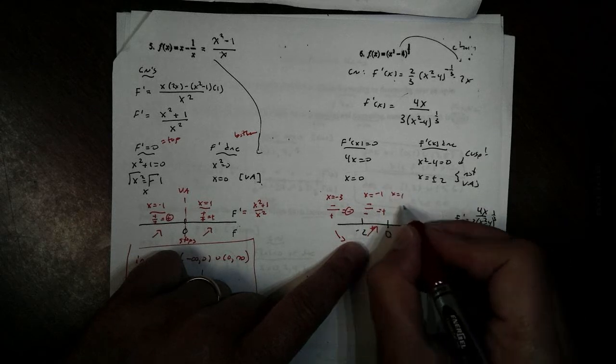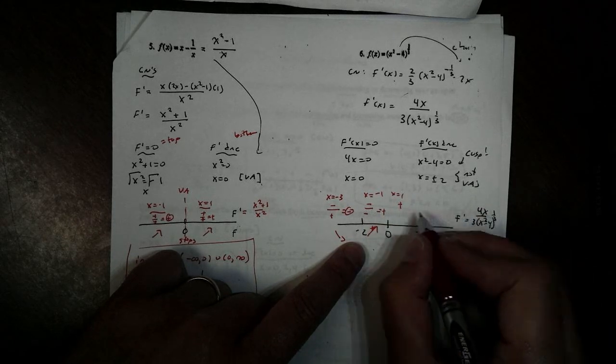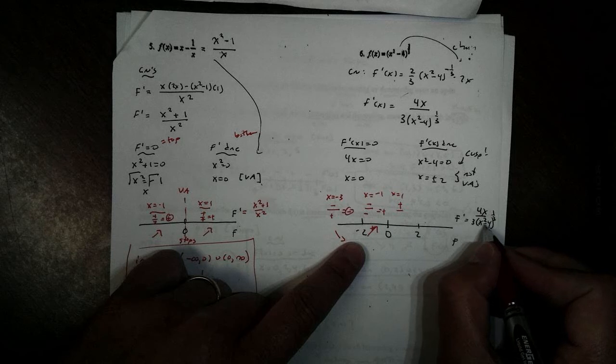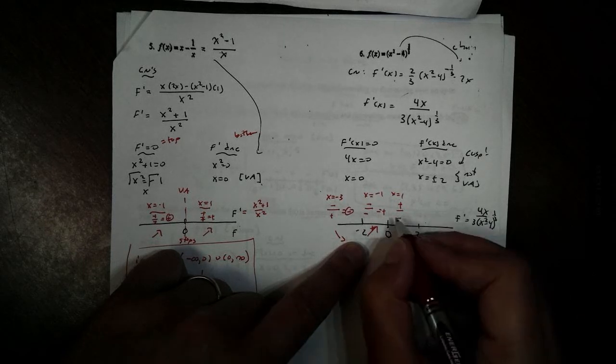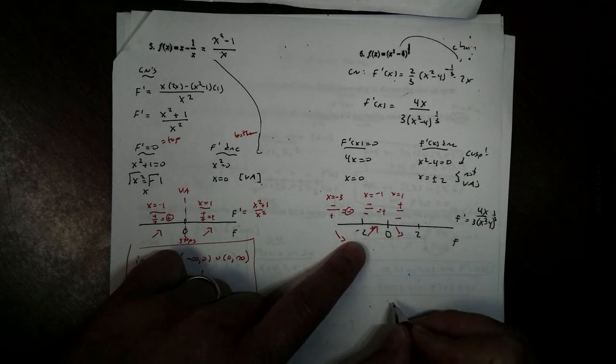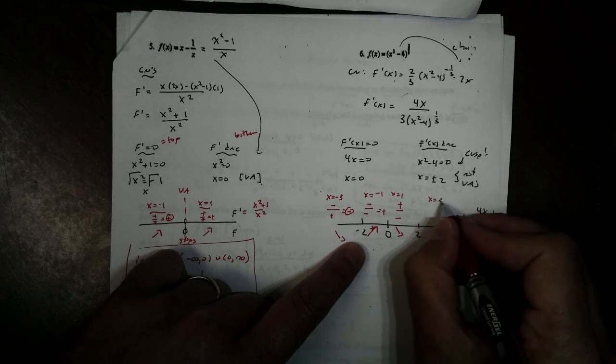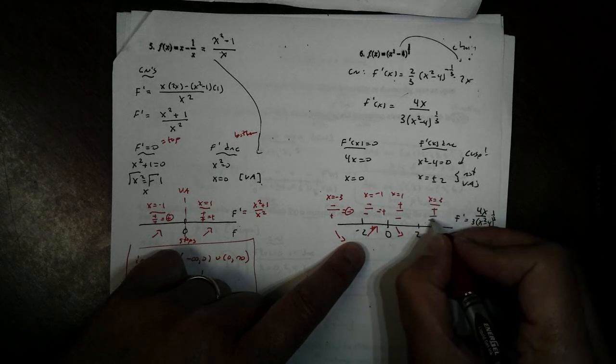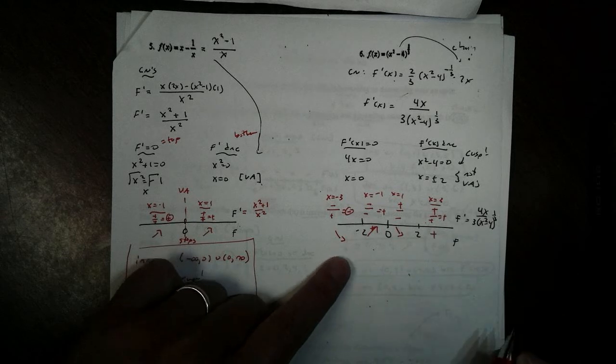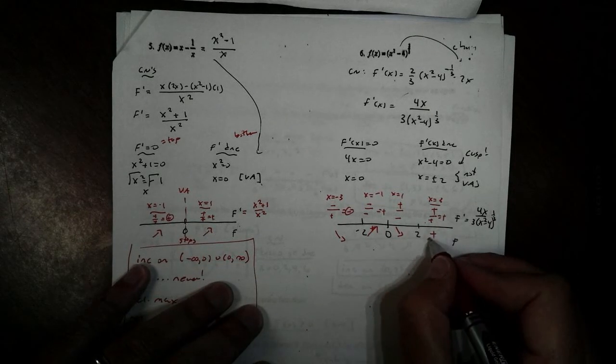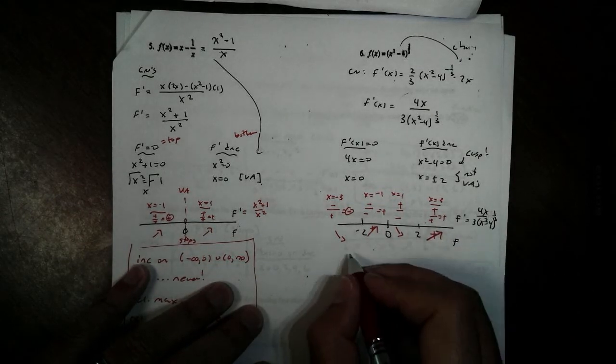Plug in 1, and I get a positive on top. And on the bottom, what do we get? A negative. So this is negative, going down. Plug in something like 3, positive, and the bottom is positive. So we get a positive right there. Whoops, sorry, it's going up.